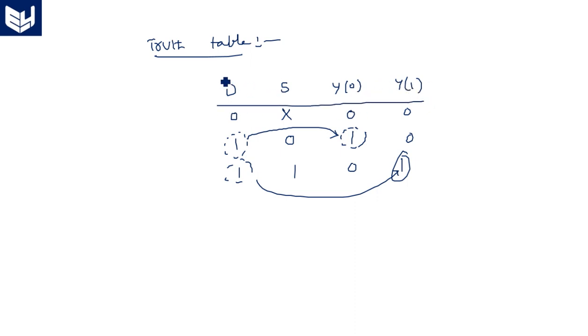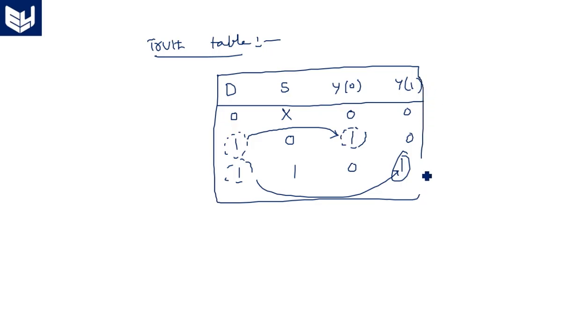So now we will see how to write a VHDL code. Before that, we can also represent y0 as a Boolean expression: S bar into D. If S is equal to 0, then D will be the output. And similarly, y1 is equal to S into D. Very simple expressions. Using this, we will draw the internal structure.